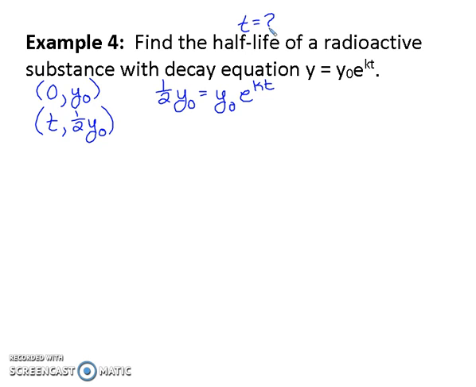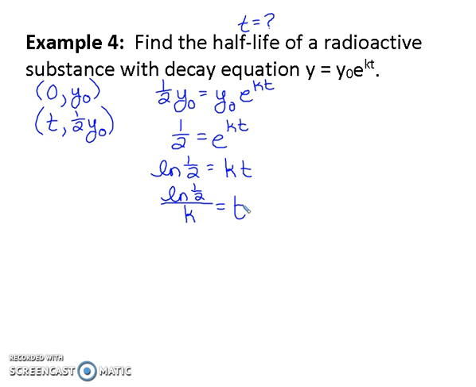So I'm actually going to solve this equation for t. Now, if you notice, you have a y sub 0 on both sides, so those will actually cancel out. So you have 1/2 equals e to the kt. Now to get rid of the e, I would take the natural log of both sides, and then the natural log of 1/2 divided by k is the time it would take. So whatever my rate of decay, k, which they would have to give me, I just take the natural log of 1/2 and divide it by that, and that's how much time it would take to decay to half the amount. Now, they may write it a different way though.